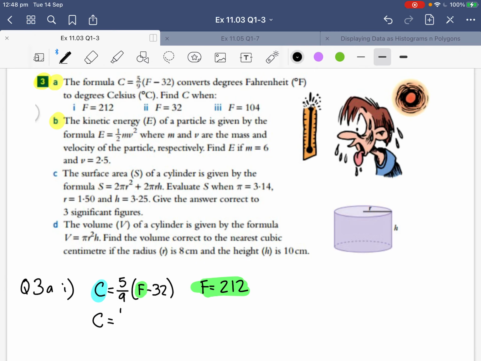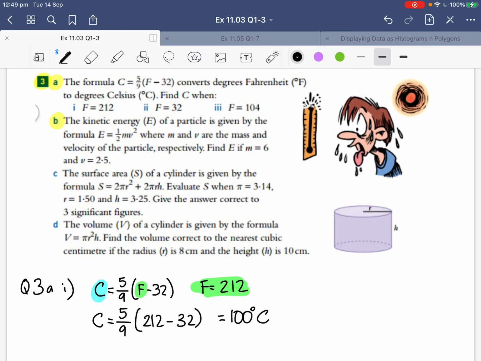So C will stay as C, my 5 over 9, bracket my 212 minus 32. I will then put that into my calculator. So I'll go 5 over 9, bracket 212 minus 32 to get my answer here to be 100 degrees. Okay, and we're finding it as degrees Celsius. And that's all you do.